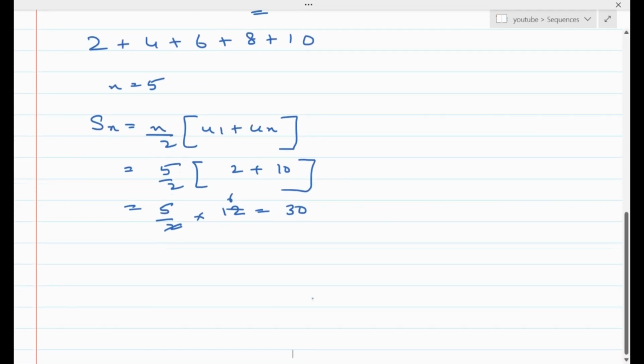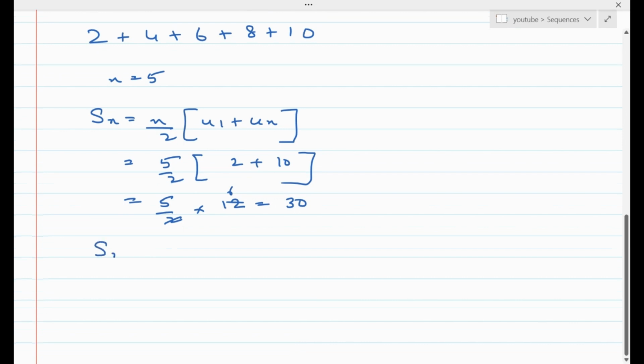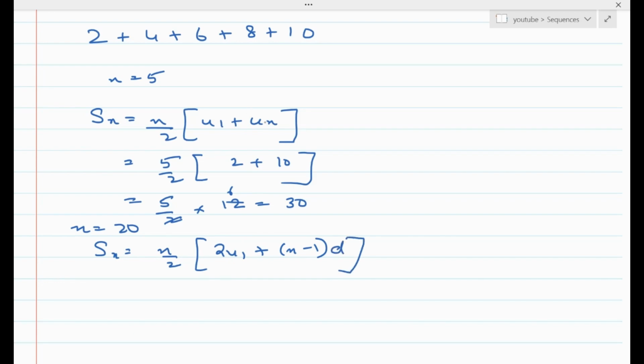Another formula for the summation of an arithmetic series is Sn is equal to n by 2. This is when you don't know the last term of the series. So suppose we were trying to find the sum of 20 numbers instead. Then the formula would be 2u1 plus n minus 1 into d. And this is nothing but I'm putting the formula of un, the nth term formula that you learned on top, in here. So you would end up with 2u1 plus n minus 1 into d.